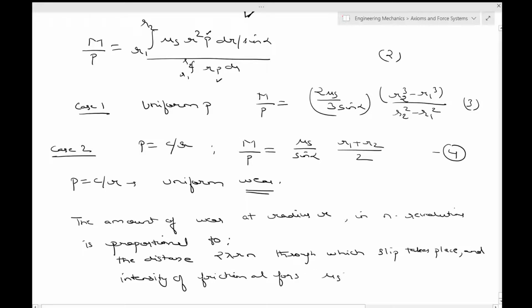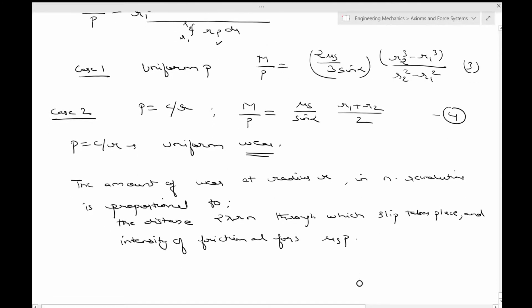That would be mu s into P. So the wear is a combination of both of them, and hence the total wear due to both of them can be written as proportional to 2 pi r n mu s p. Okay, both of them.